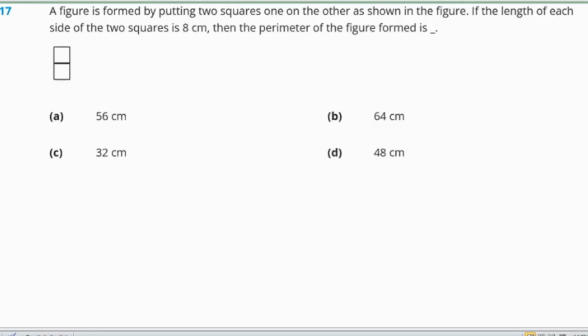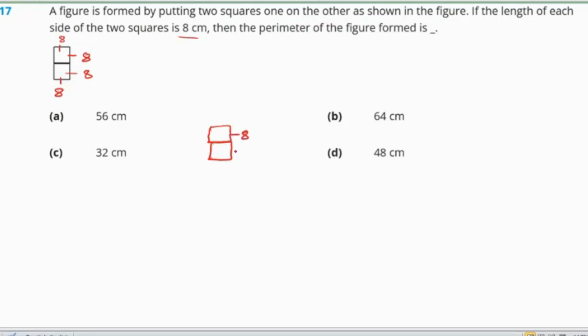Okay. Now let's move towards the next question, which is question number 17. Question number 17 says, a figure is formed by putting two squares one on the other as shown in the figure. If the length of each side of the two squares is 8 centimeters, then what will be the perimeter? The length of this square is 8 centimeters. Now we are putting two identical squares one on another like that, and we are supposed to find the perimeter.